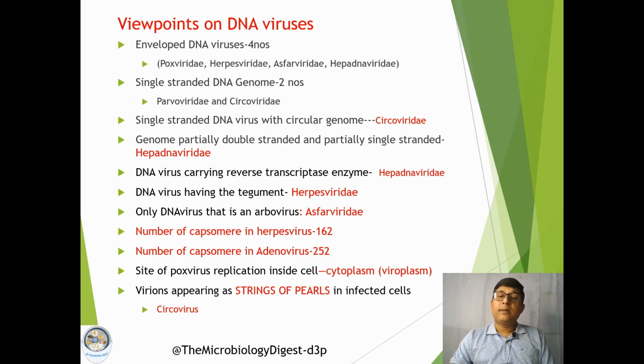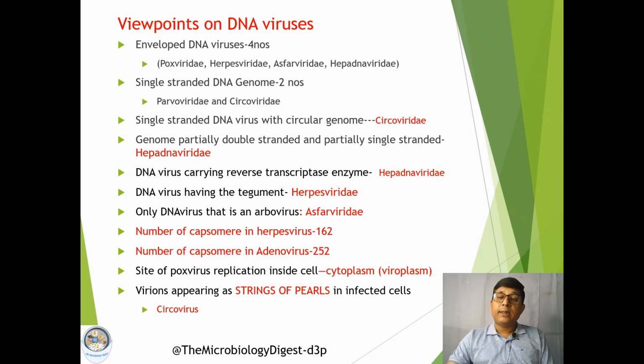Now we have completed the classification of DNA viruses, but some important points are to be considered as very essential. These are said as viewpoints on the DNA viruses. We have discussed enveloped DNA viruses, four families: poxvirus, herpesvirus, asfarvirus, and iridovirus. Single-stranded DNA virus, two viruses we have come across: one is parvovirus and another one is circovirus. Single-stranded DNA virus with a circular genome, only one, the circovirus. Genome which is partially double-stranded and partially single-stranded is in Hepadnaviridae.